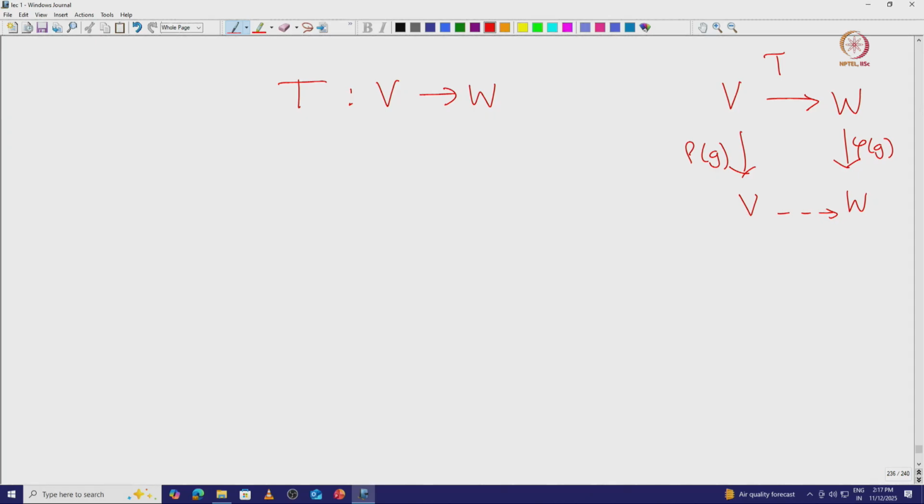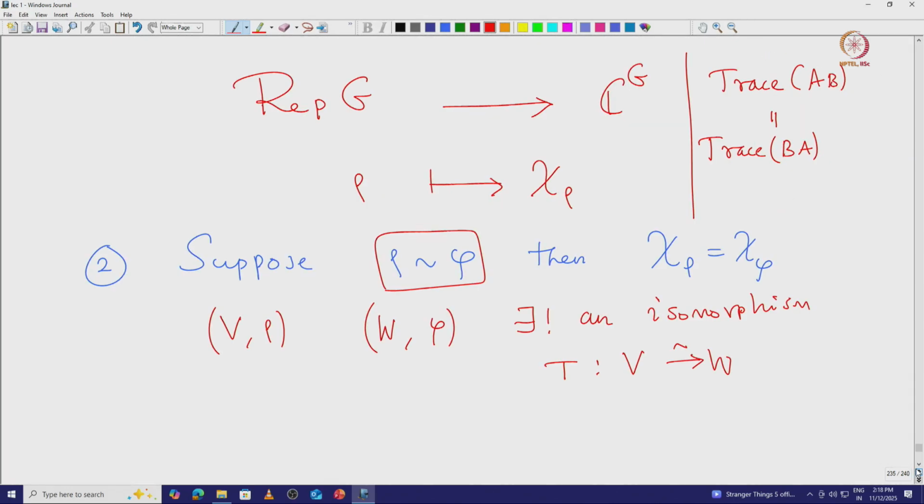T composed with rho(g) should be the same as phi(g) composed with T, and this is true for all g in G. That is the meaning of a homomorphism between V and W. Since T is an isomorphism of representations, we must have this equality.